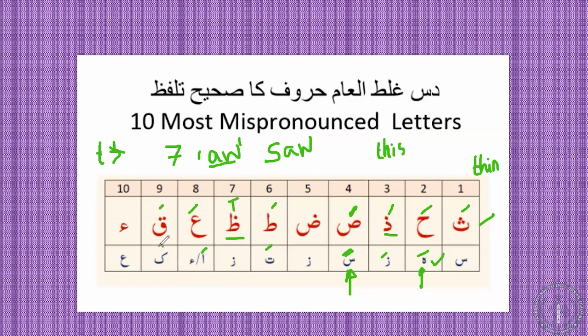This qaf and this kaf, this one is light, kaf, qa. It's from the back of your throat. No, it's not throat, your mouth, right at the back.